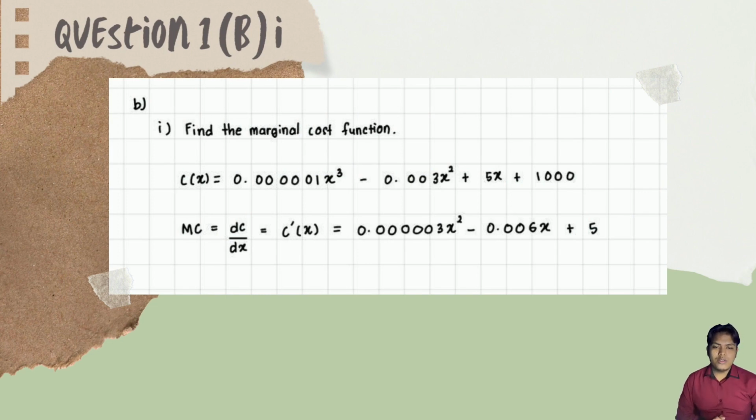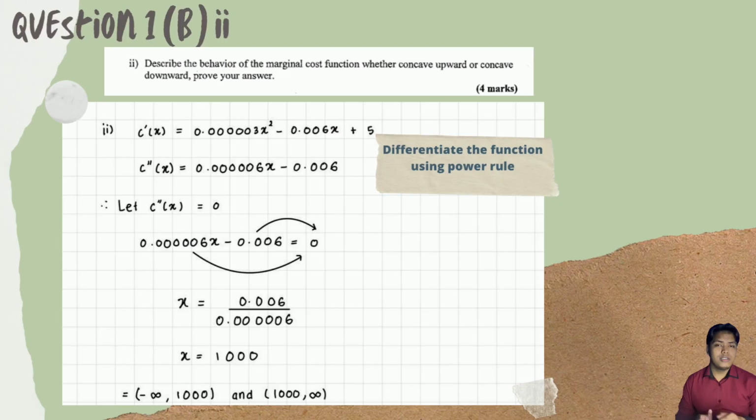So to get the marginal cost equal to dC over dx, which means equals to the first derivative of the cost function, we must differentiate it using power rule, then we will get 0.000003 x squared minus 0.006 x plus 5. Next, we move to the second Roman. Describe the behavior of the marginal cost function, whether concave upward or concave downward. Prove your answer. 4 marks.